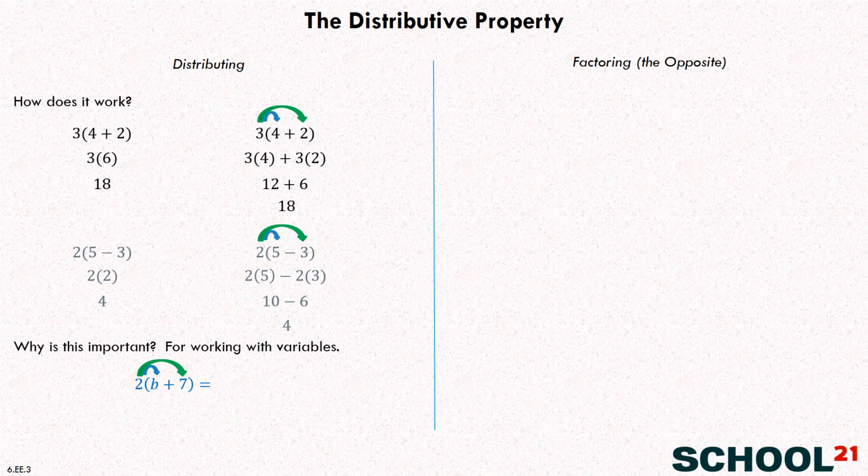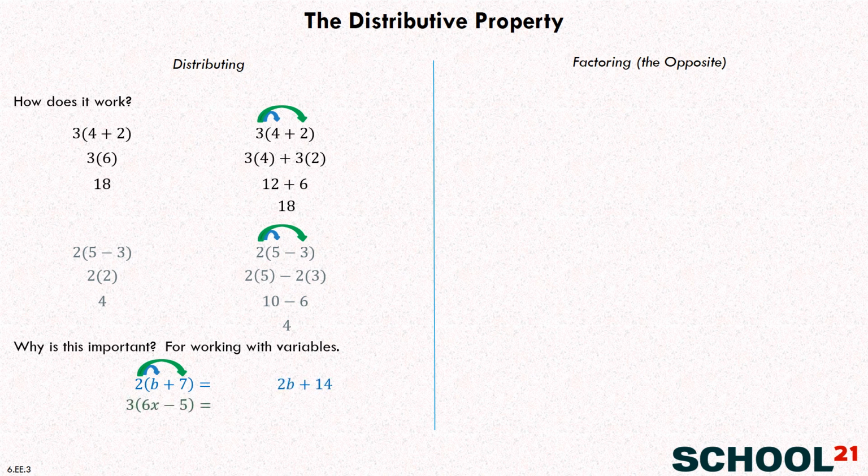Well, we can't just add b plus 7 with our order of operations, right? Yeah. Okay, so now we use our distributive property. How would you write that? What would you do? 2b plus 2 times 7. And what is 2 times 7? 14. So 2b plus 14, does that make sense?